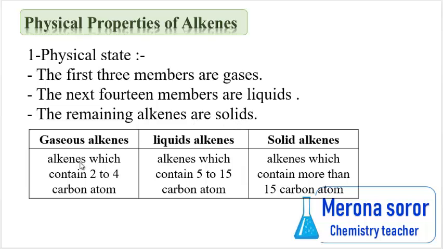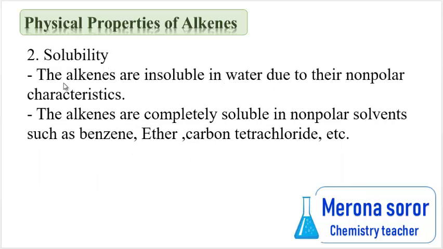Gaseous alkenes are alkenes which contain 2 to 4 carbon atoms. Liquid alkenes are alkenes which contain 5 to 15 carbon atoms. Solid alkenes are alkenes which contain more than 15 carbon atoms. Solubility. The alkenes are insoluble in water due to their nonpolar characteristics. The alkenes are completely soluble in nonpolar solvents such as benzene, ether, and carbon tetrachloride.